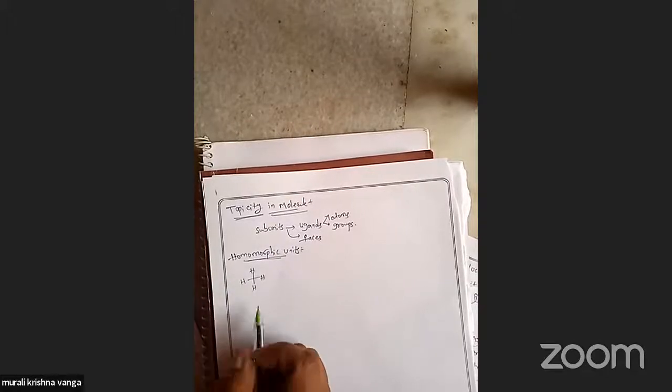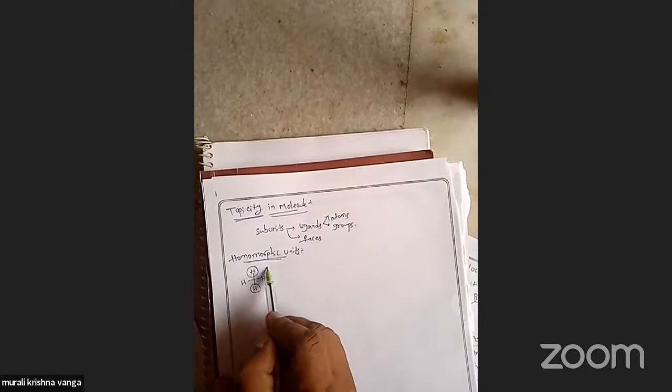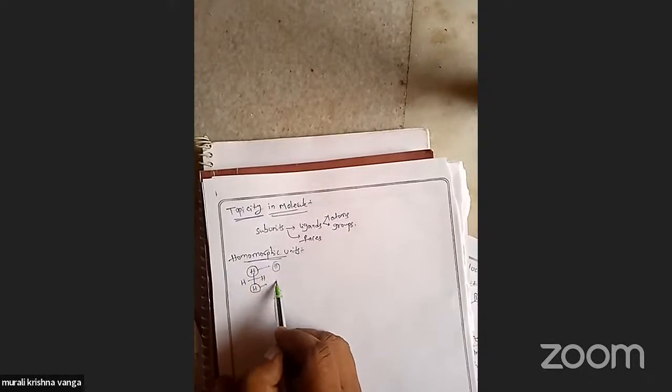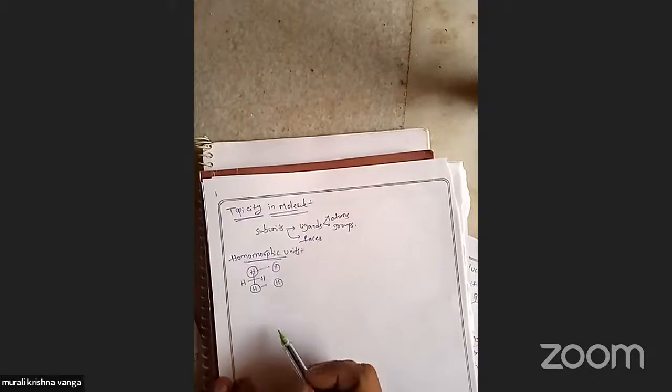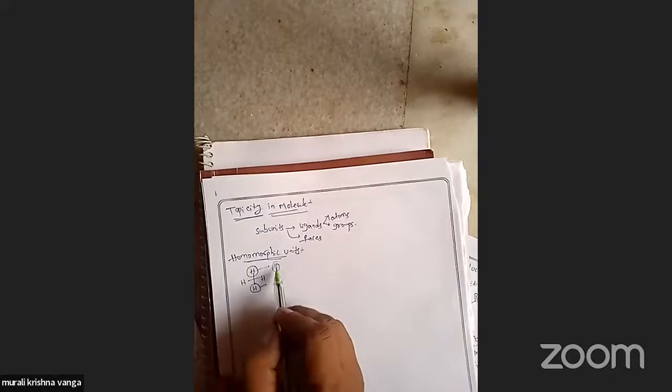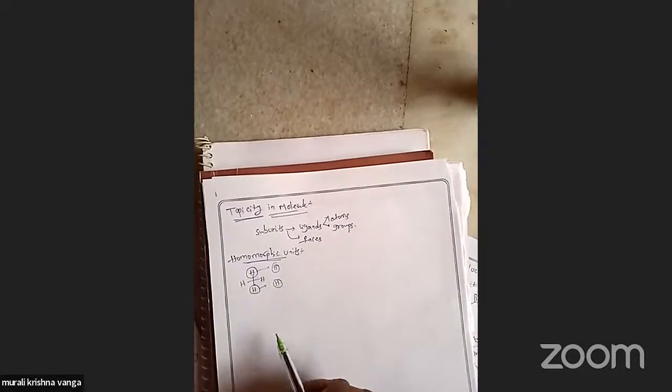Okay, I am taking an example here, methane. The selected subunits of the molecule: I am selecting these two. When we hypothetically detach them from the molecule, if they are structurally and configurationally the same, those subunits are called homomorphic units. These two are structurally and configurationally the same, therefore these two are homomorphic units.